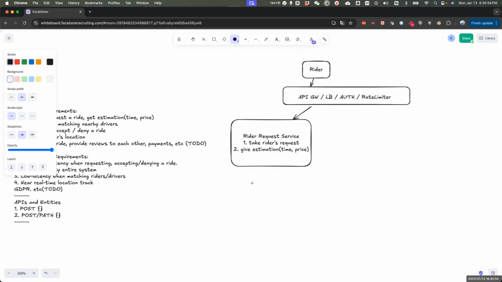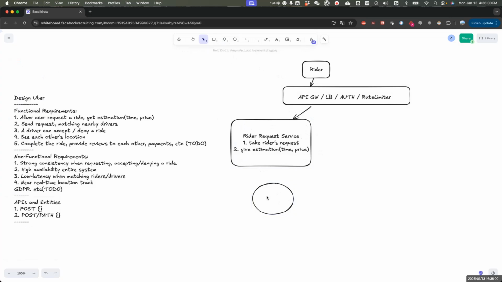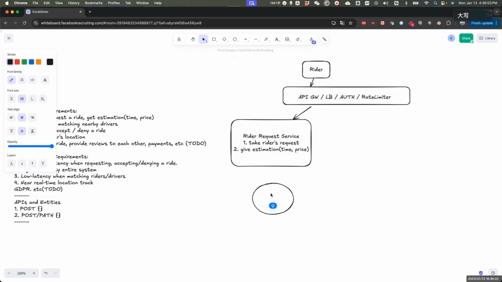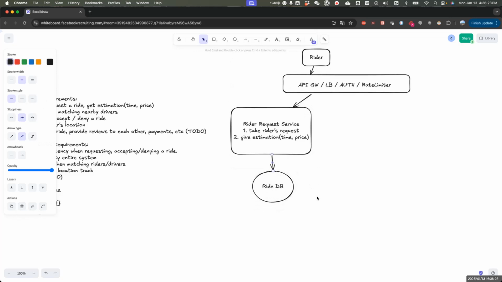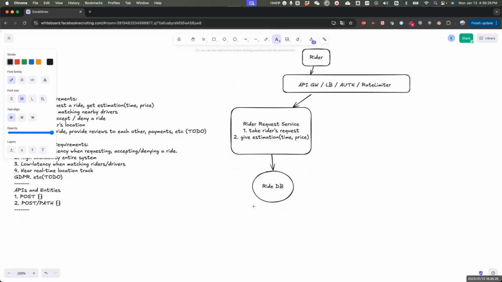Whenever this ride request service takes the rider's request, the first thing it does is write to a ride database. It will write to the database first. What does this database mean? It could keep a ride DB, a ride table.